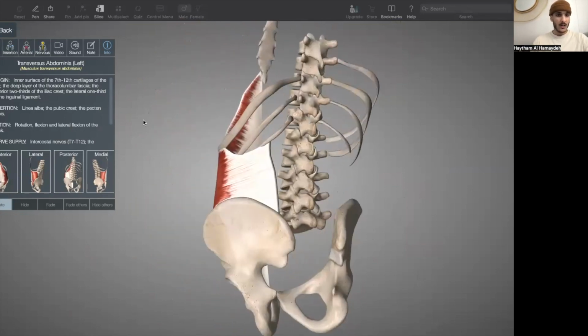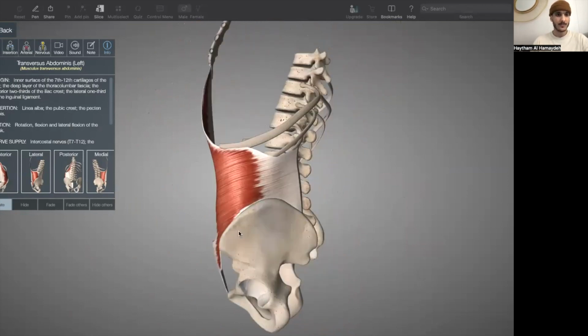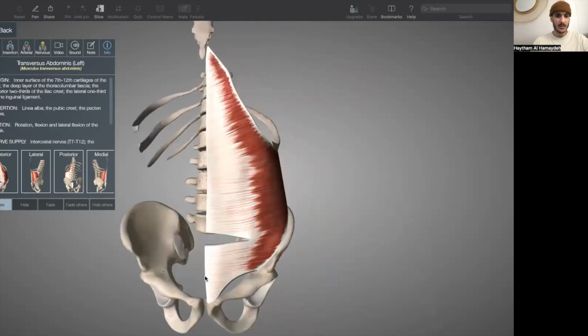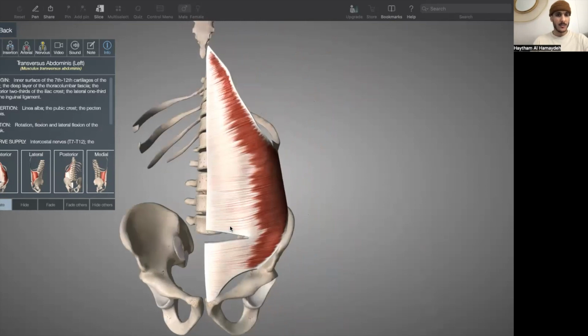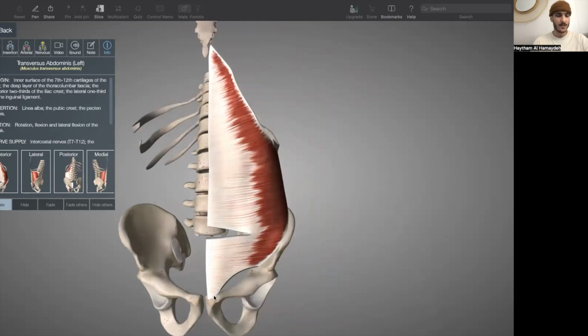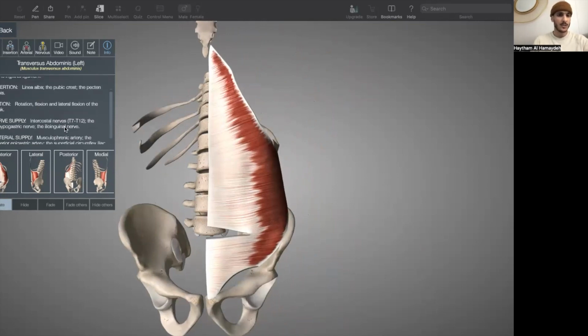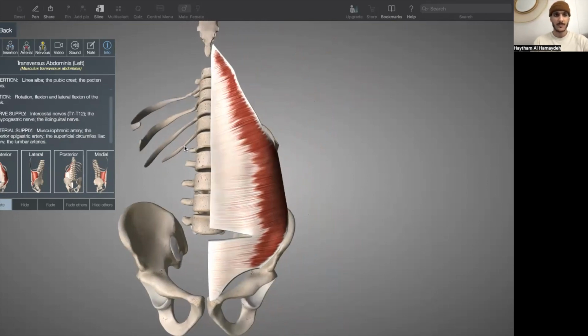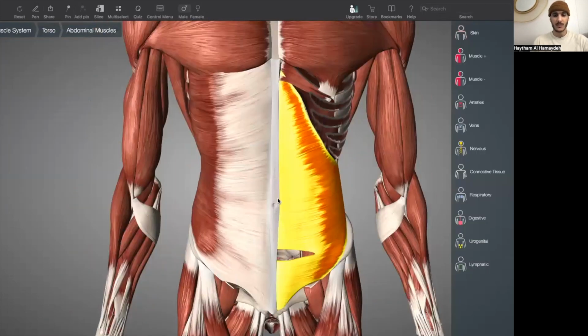The anterior 2/3 of the iliac crest, there. The lateral one third of the inguinal canal. Insertion is linea alba, this part, and the pecten pubis, somewhere here. Action: rotation, flexion, and lateral flexion of the trunk. Nerve supply: intercostal nerves T7 to T12, the iliohypogastric nerve, and the ilioinguinal nerve. Arterial supply: musculophrenic artery, the superior epigastric artery, superior circumflex iliac artery, and the lumbar arteries. So this is the transverse abdominis.